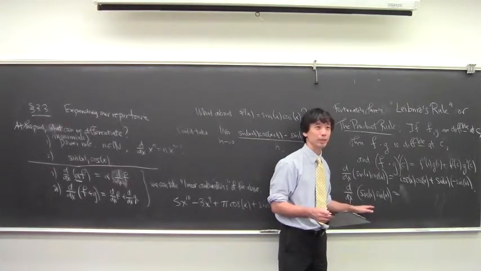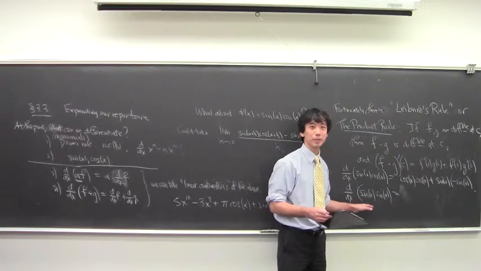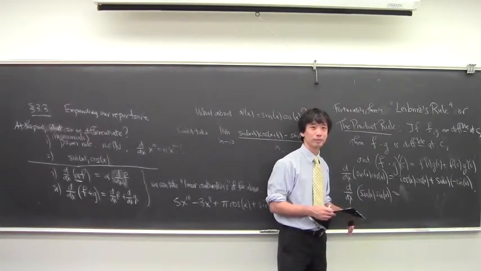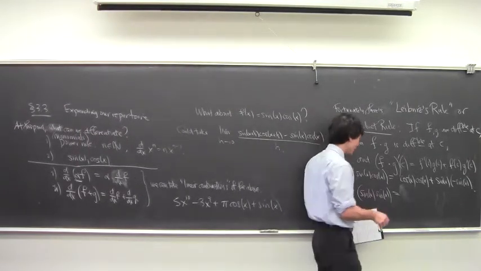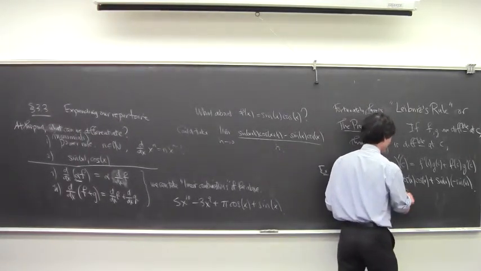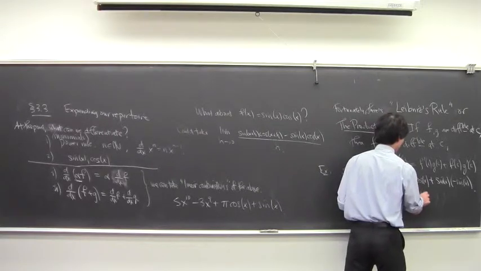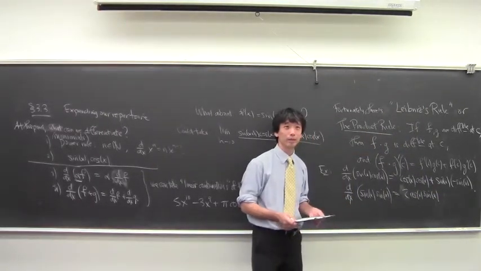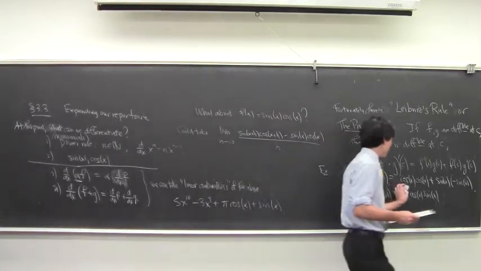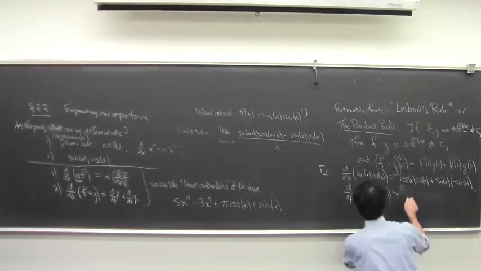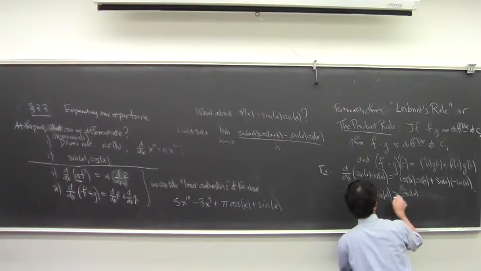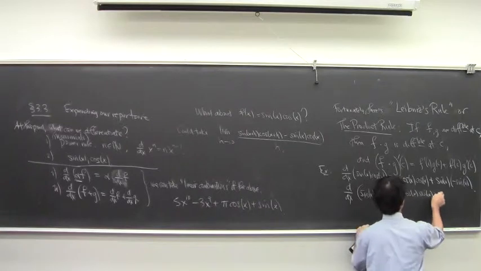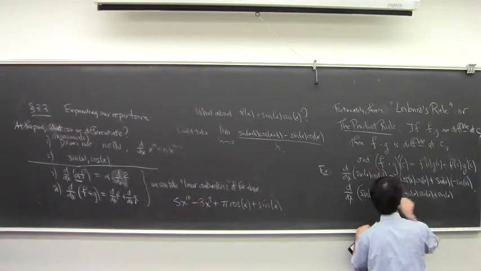What's the answer? Who would like to say? Cindy, how about you? Cosine x sine x plus sine x cosine x, in other words 2 cosine x sine x. Right? The same thing. You take the derivative of the first guy times the second guy plus the first guy times the derivative of the second guy.